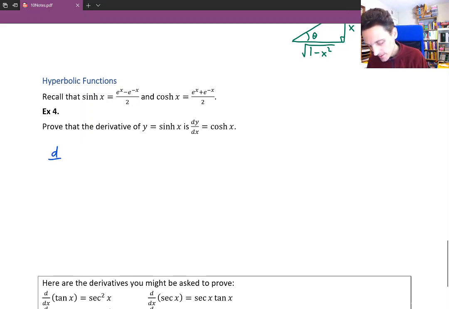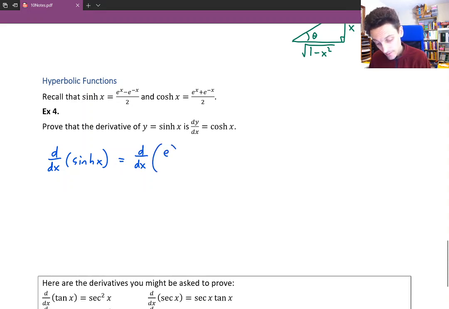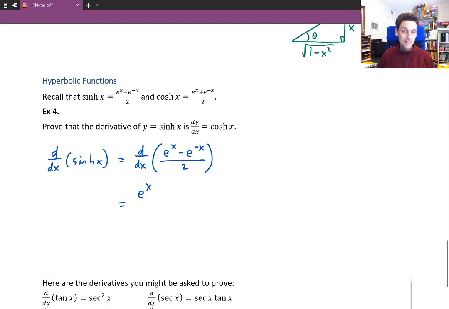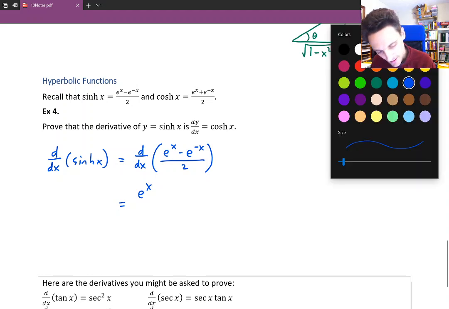So we can start by writing the derivative of sinh is the derivative of e to the x minus e to the negative x over 2. So now we just have to take the derivative of that when we know the derivatives of the exponentials, because we just proved them not too long ago in the last video. So we can take the derivative of e to the x, which is e to the x. The derivative of e to the negative x, let's do that off to the side.